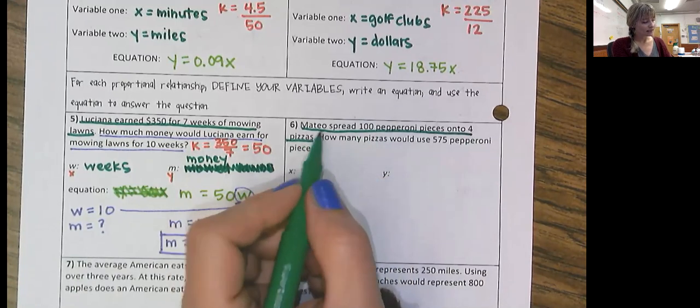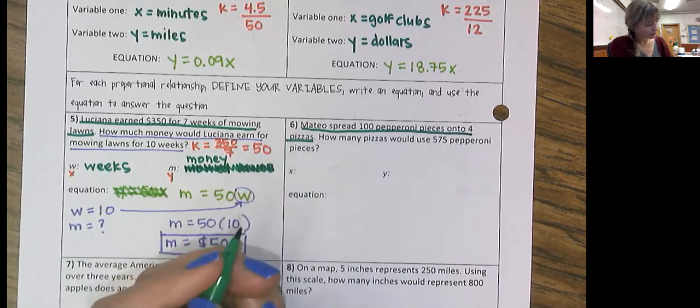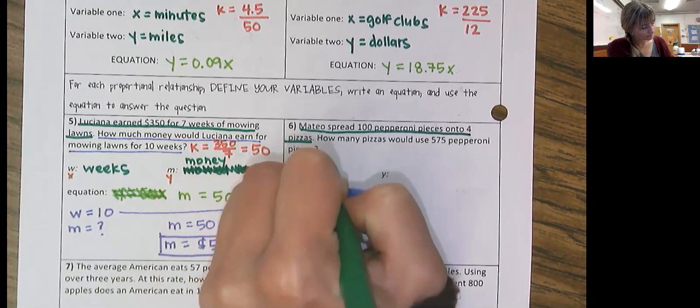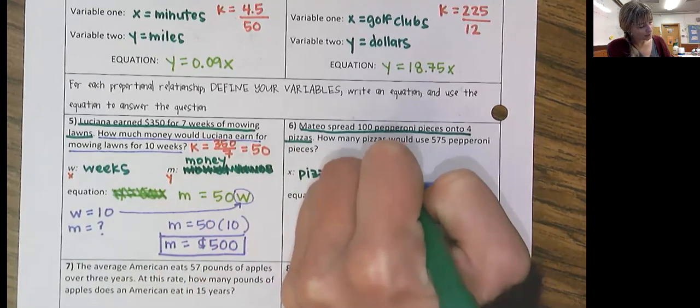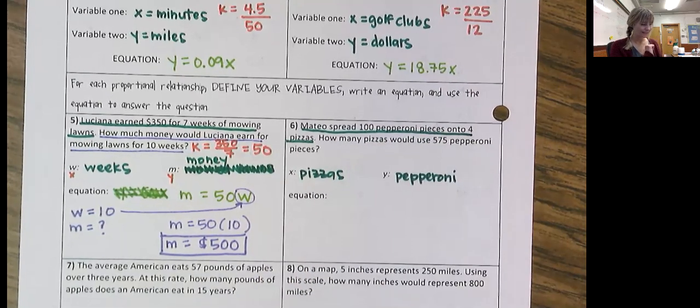I think it's going to make sense if I do pieces per pizza. So let's try not to be scribbly this time, Miss McGowan. And I'm going to put pizzas for X and pepperoni for Y. That's number of pepperoni pieces. Sounds like a tongue twister.